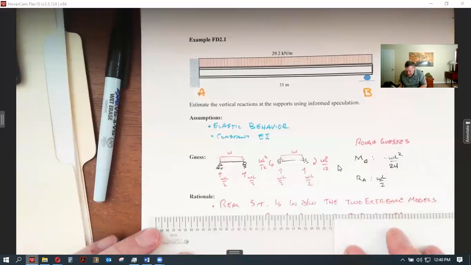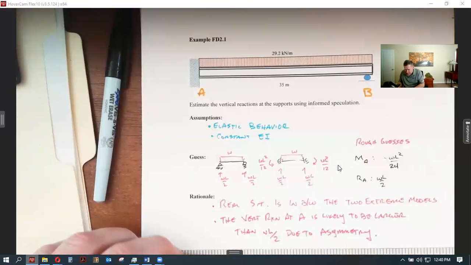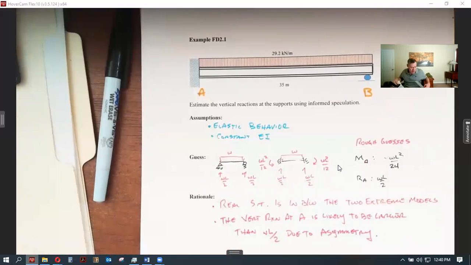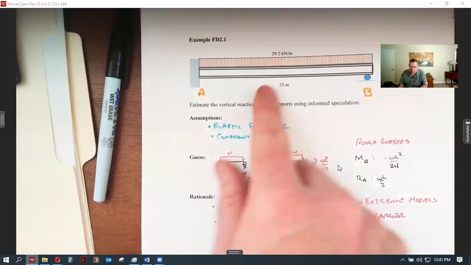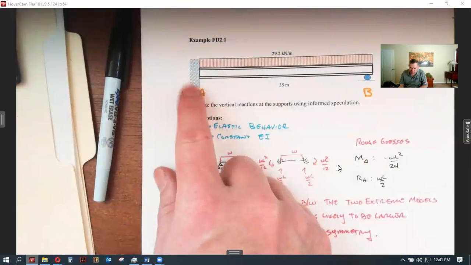The vertical reaction at A is likely to be larger than WL over 2 due to asymmetry. One of the things that we're going to learn is that when you have indeterminate systems like we have here, the load effects will tend to get sucked over to the more stiff part of the system, which is over here at A.